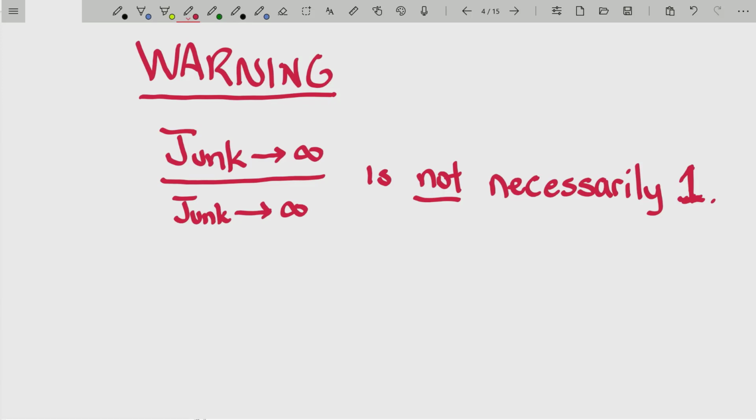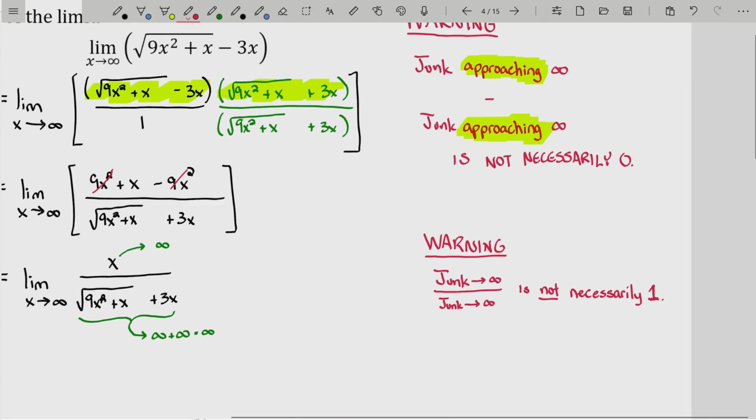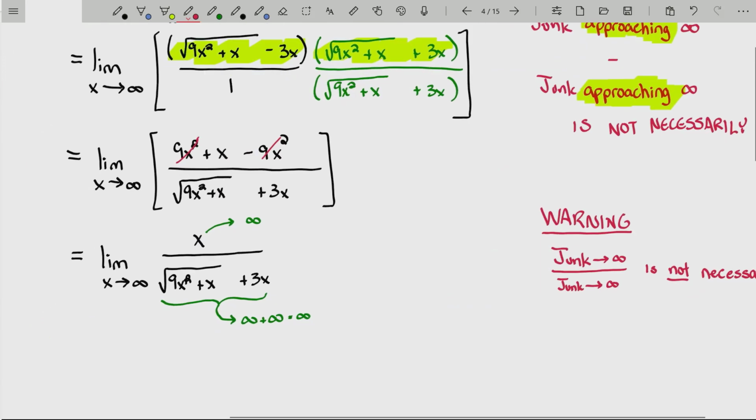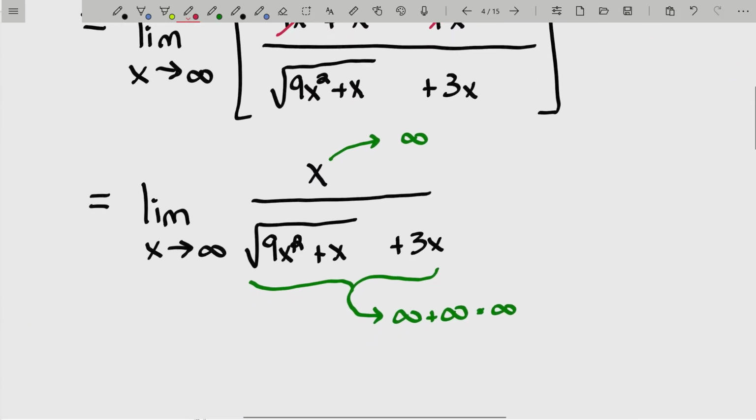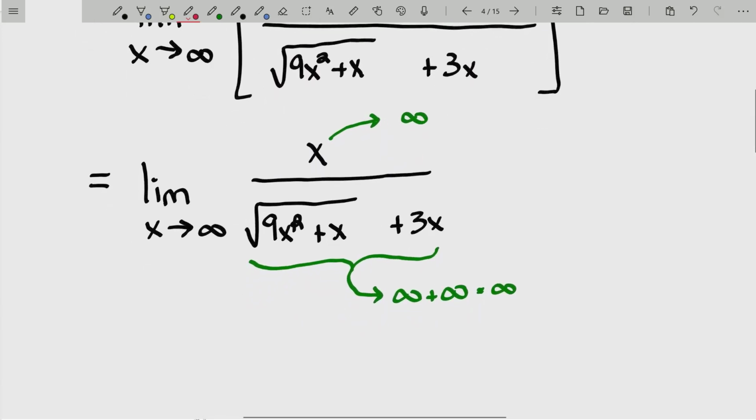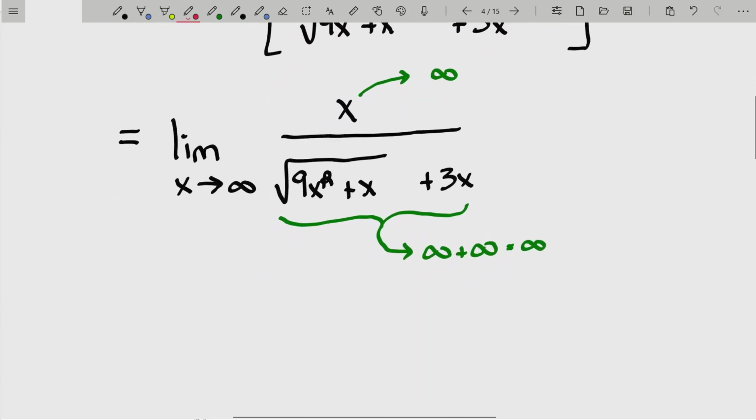You cannot say, oh, I have something approaching infinity divided by something else approaching infinity, therefore it's 1. Nope. Now that you've been warned, you just can't do that. That'd be bad news. So please don't make that mistake. This is not necessarily 1. It might be, but it's not necessarily 1. So what do you do? Well, you treat this rigorously. And here is the idea.